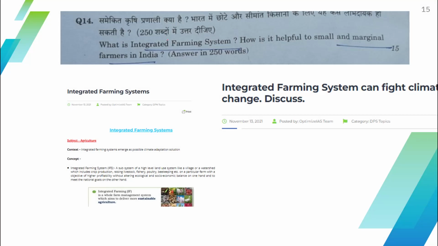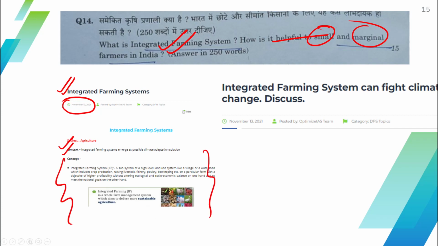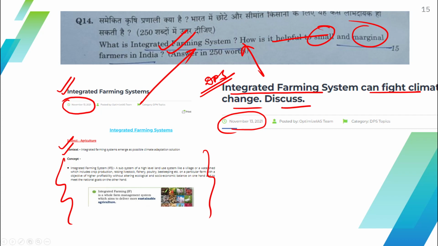The next question, question number 14. What is integrated farming system? How is it helpful for small and marginal farmers in India? Guys, you can see here DPN November 13, 2021, integrated farming system. I have discussed it, and I have given a diagram also. And on the same date, November 13, 2021, in the DPS, I have given the same question: integrated farming system can fight climate change, discuss. This is covered in the mains master notes also, this concept of integrated farming system.